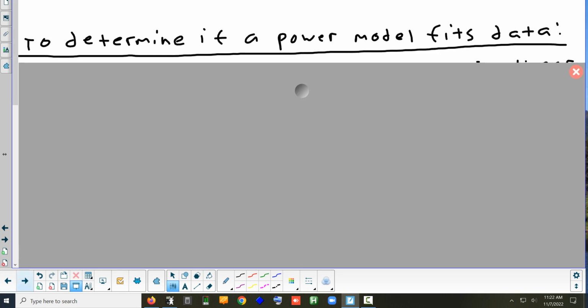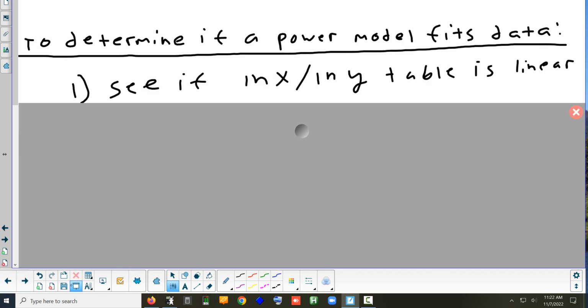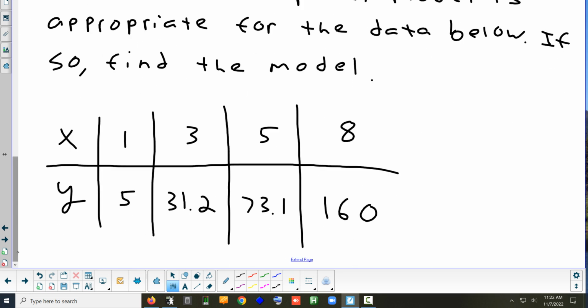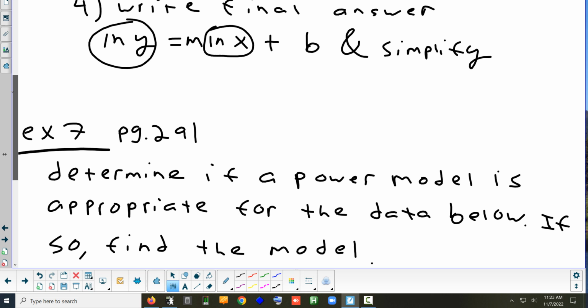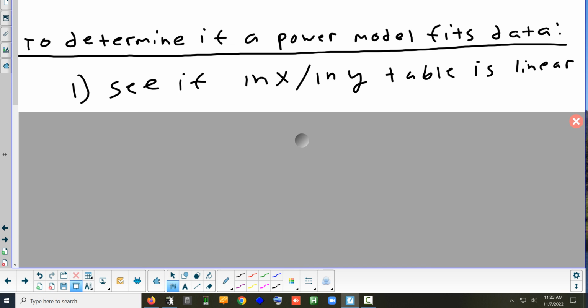So how do we determine if we should use a power model to fit a set of data? You're going to be given a table of data like this. The first step is to take the natural log of every single number in this table. So you're going to make a new table. The new table is going to have the natural log of every single number right here. So that's step one.